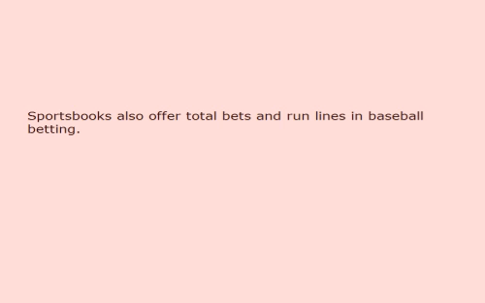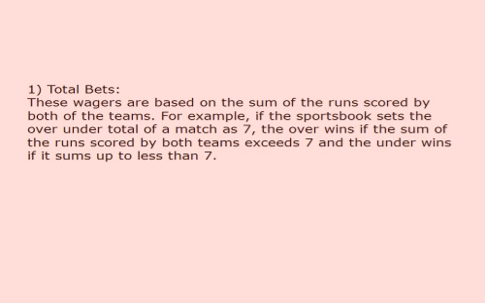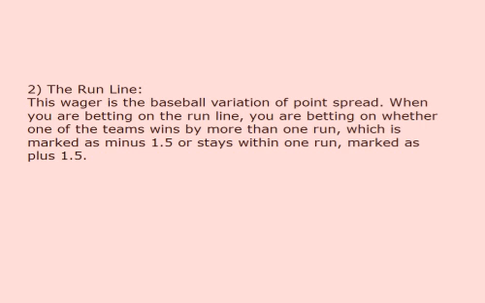Sportsbooks also offer total bets and run lines in baseball betting. 1. Total bets. These wagers are based on the sum of the runs scored by both of the teams. For example, if the sportsbook sets the over-under total of a match as 7, the over wins if the sum of the runs scored by both teams exceeds 7, and the under wins if it sums up to less than 7.